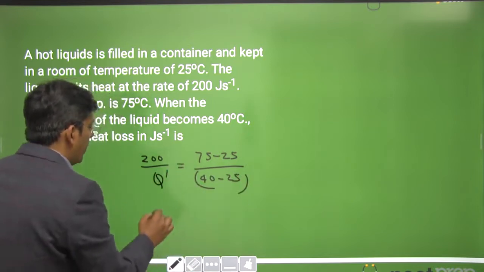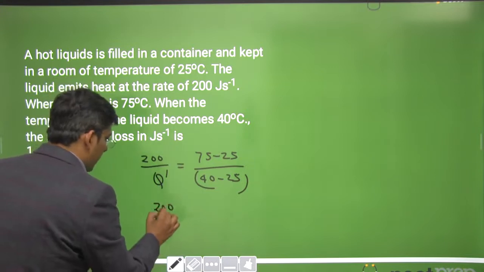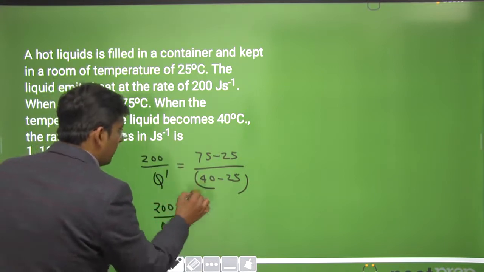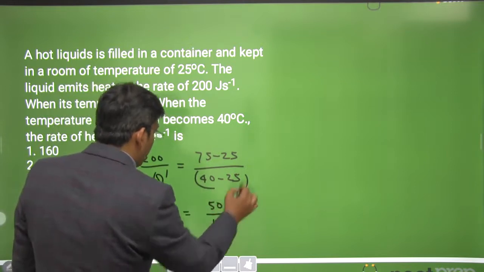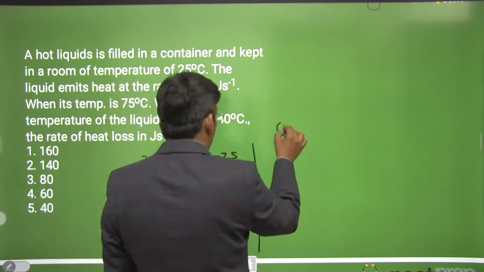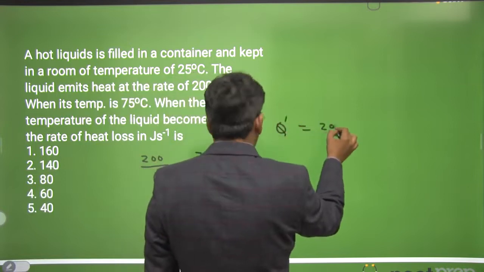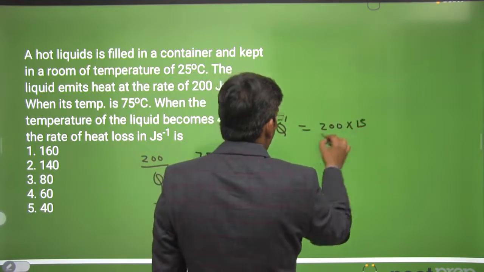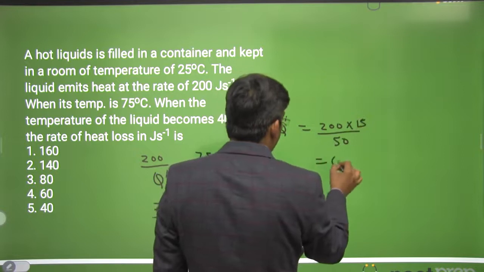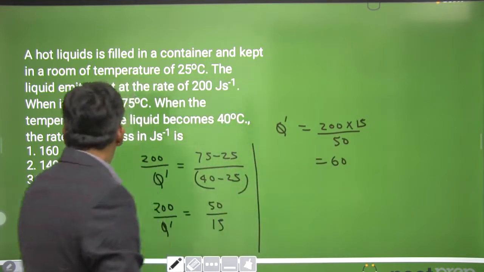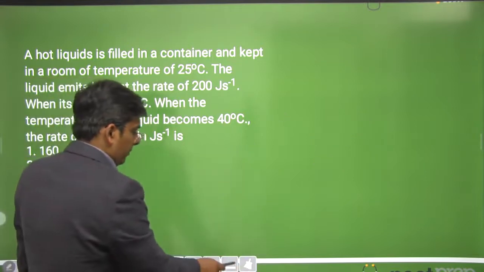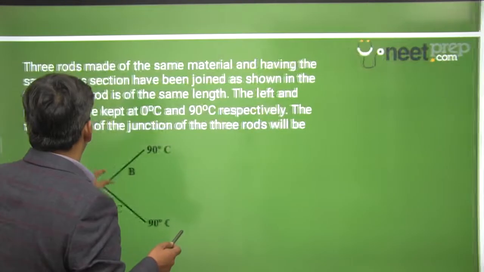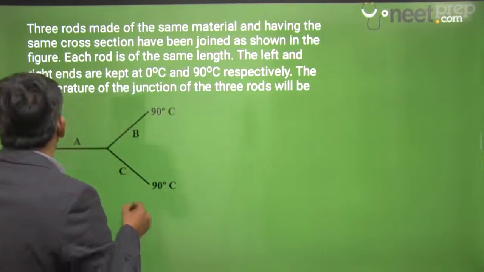So this is 200 divided by Q dash, which is 50 divided by definitely 15, okay? So Q dash is 200 into 15 divided by 50. So we are going to get the answer as 60 joules per second, okay? So the answer is 60, right, dear students? Okay, easy one.